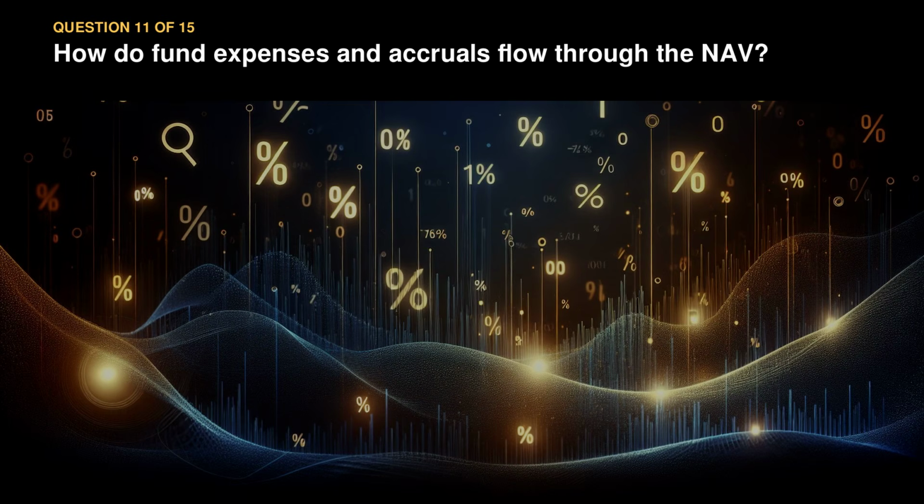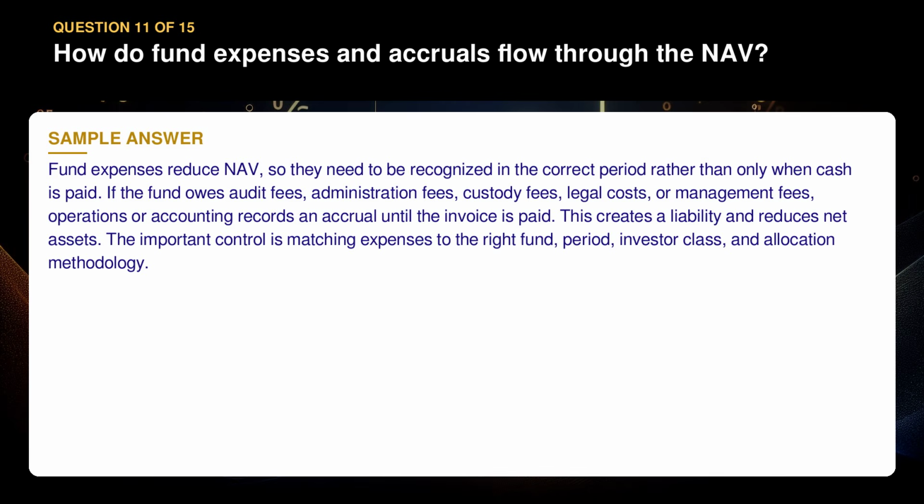Question 11. How do fund expenses and accruals flow through the NAV? Fund expenses reduce NAV, so they need to be recognized in the correct period rather than only when cash is paid. If the fund owes audit fees, administration fees, custody fees, legal costs, or management fees, operations or accounting records an accrual until the invoice is paid. This creates a liability and reduces net assets. The important control is matching expenses to the right fund, period, investor class, and allocation methodology.